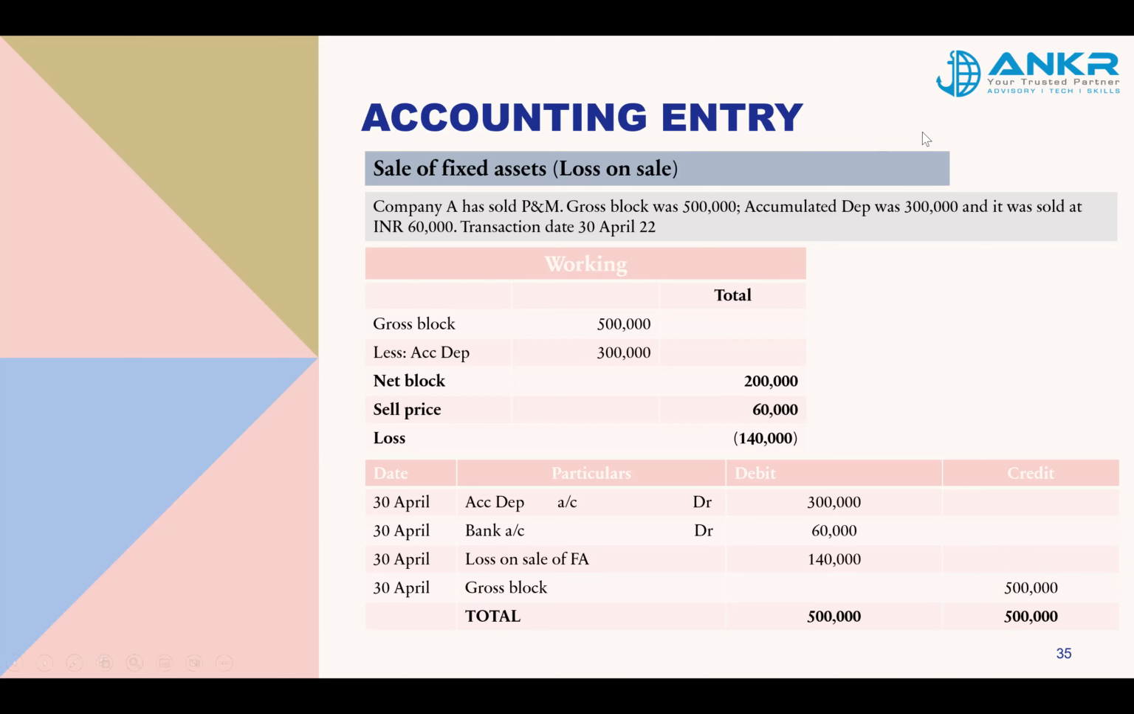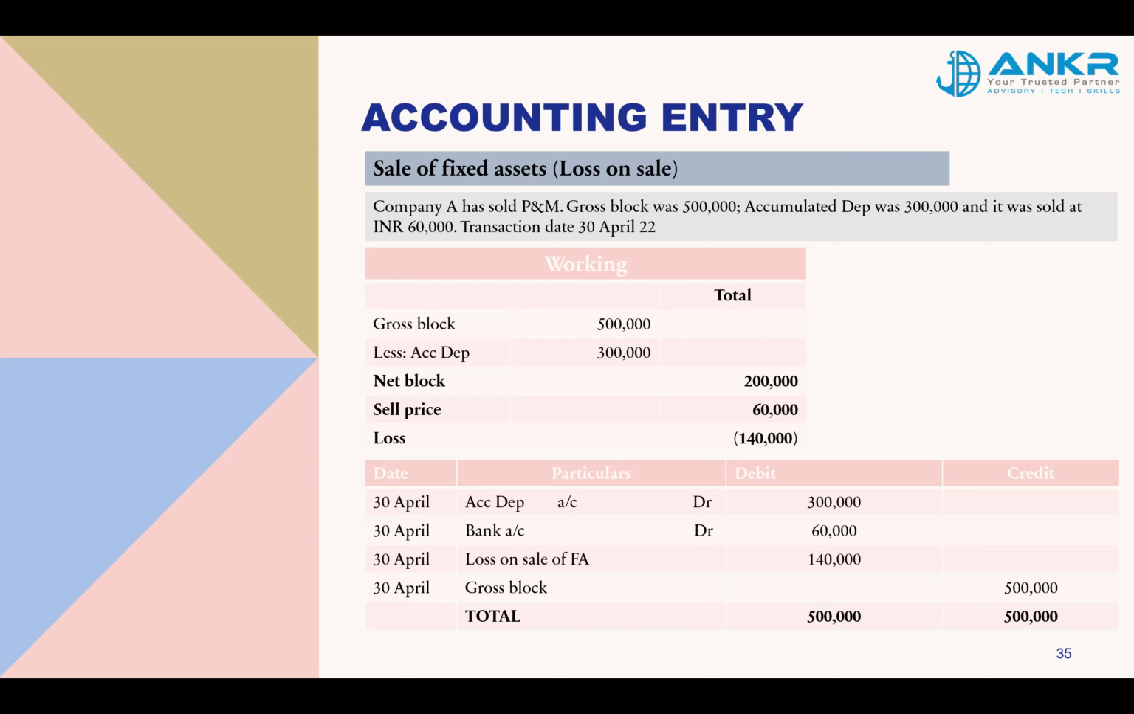Loss on sale. Same. Company A has sold plant and machinery, gross block 5 lakhs, accumulated depreciation is 3 lakhs, and it was sold for 60,000, right? So you see, gross block 5 lakhs, accumulated depreciation 3 lakhs. Net book value or net block of the asset is 2 lakh rupees. You have sold something which is worth 2 lakhs in your books at 60,000, whether there will be profit or loss. Definitely there will be a loss. So the loss is 1,40,000 rupees, right?